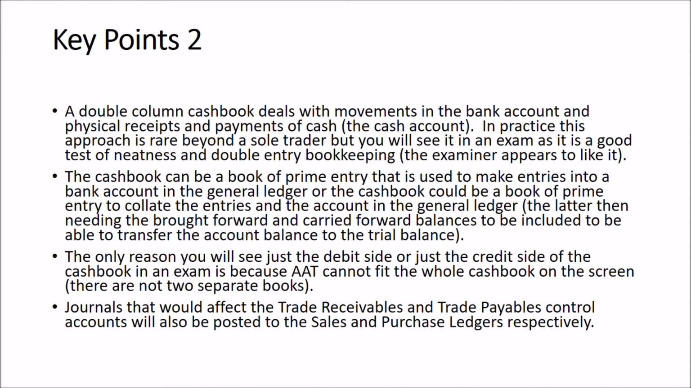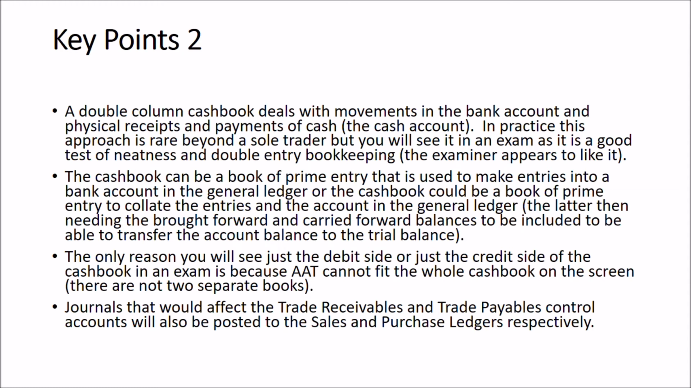Now, a double column cash book deals with movements in the bank account and physical receipts and payments of cash, so a cash account really. So we have two tier accounts within a double column cash book. In practice, this approach is rare beyond a sole trader, but you're going to see it in the exam because it's a really good test of neatness of double entry bookkeeping.